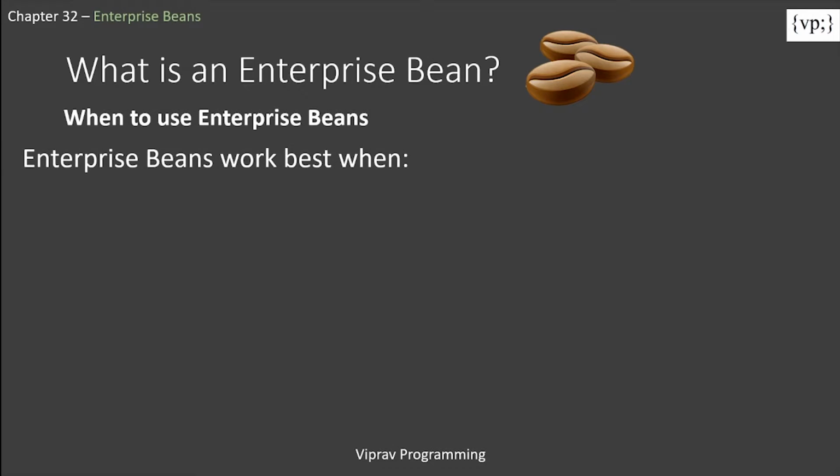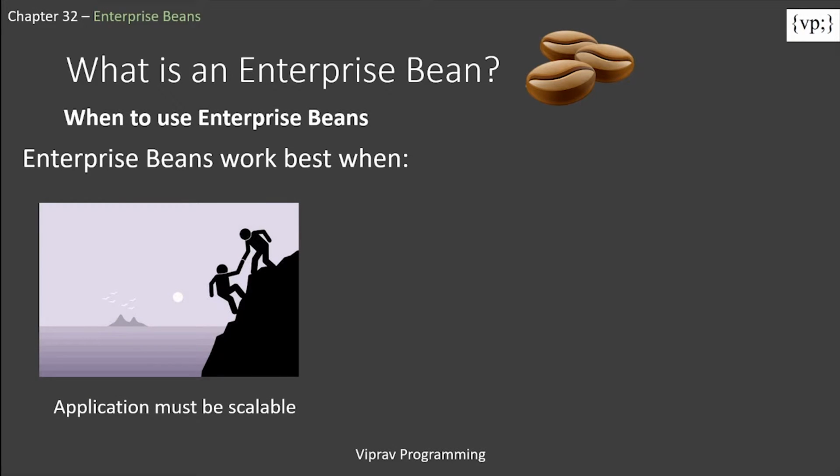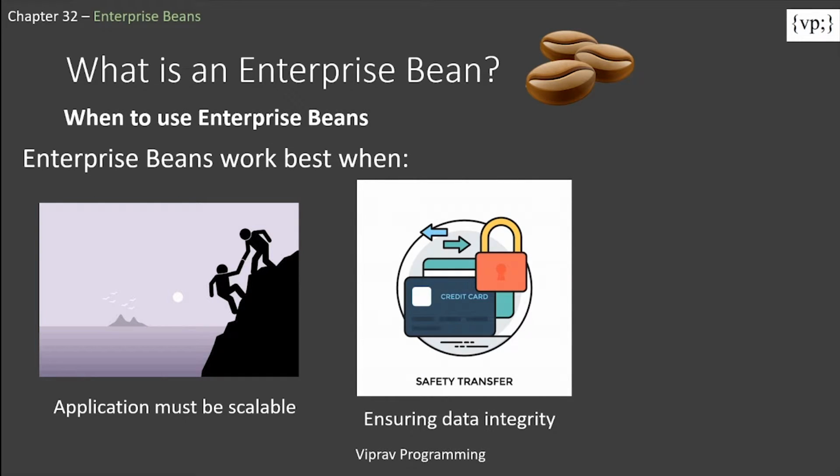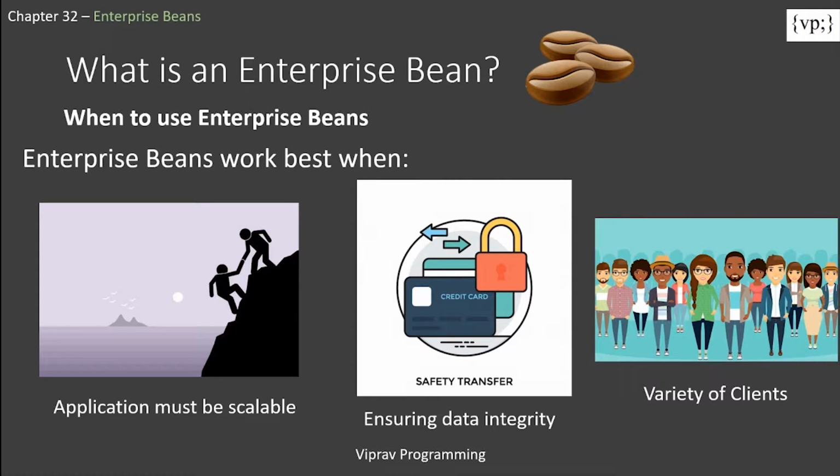Now, when is an Enterprise Bean useful and when does it work best? Enterprise Beans work best when the application must be scalable. The growing numbers of users are easily handled with Enterprise Beans because it is very easy to distribute them across multiple devices. When transactions must ensure data integrity, transactions could be lost if sent at the same time, and EJBs can handle such transactions safely. Or when the application will have a variety of clients. If your business has to handle people from multiple regions, EJB can help out with that.